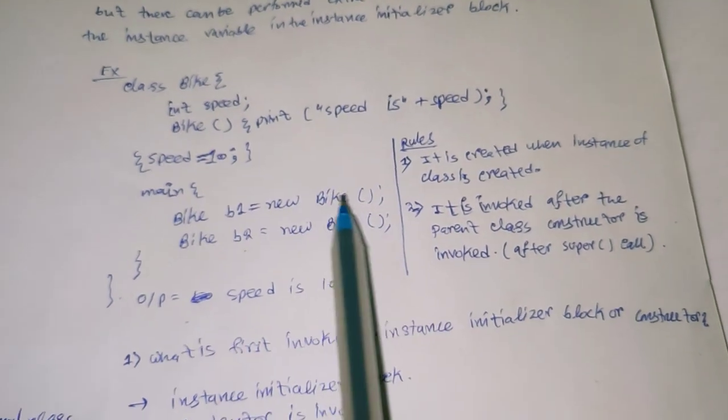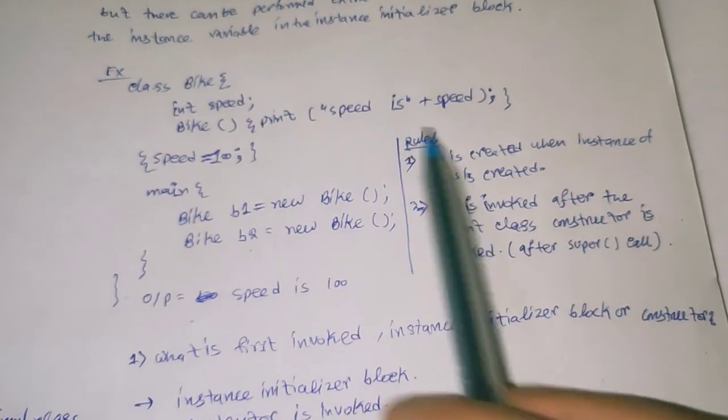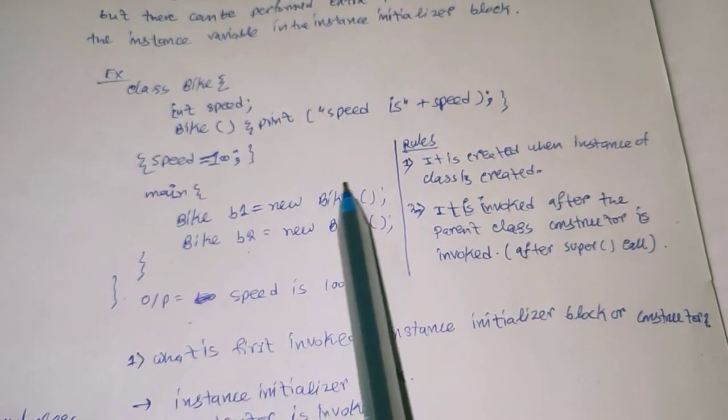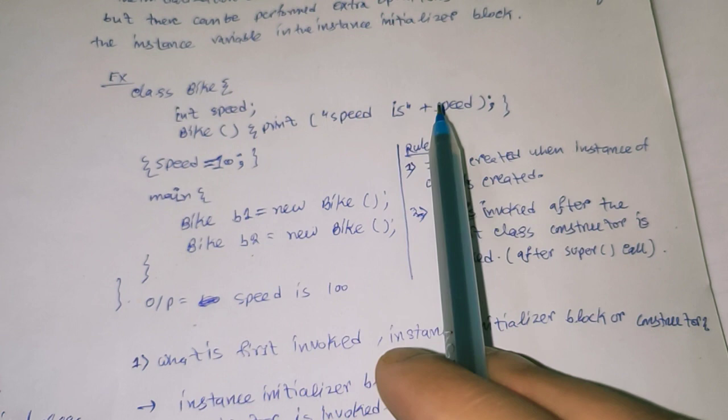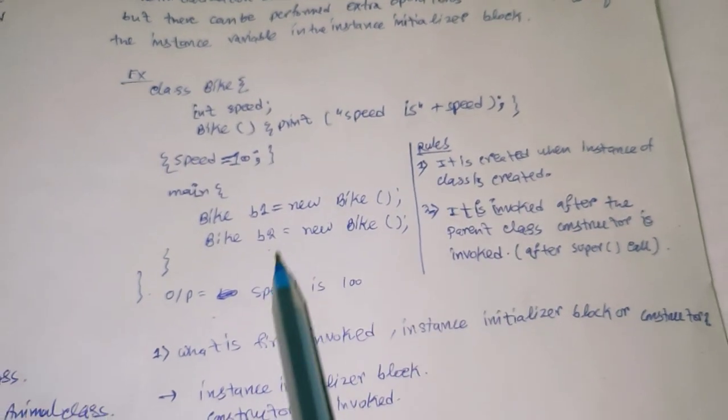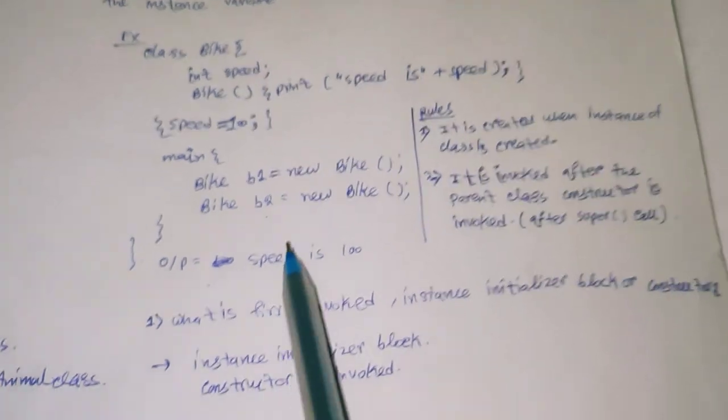So whenever these two lines are executed, first this object will be created and this line will be printed. Next this object will be created and this line will be printed. This pattern will be the output.